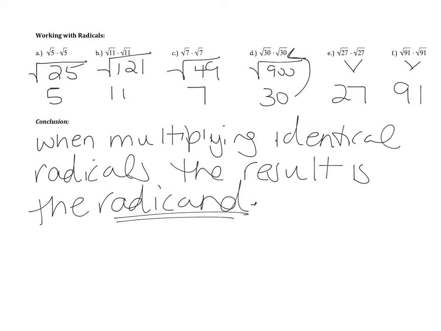So you also could say when squaring a square root, the result is the radicand, or the result is the number inside the radical. There's many ways to say it, but basically that's helpful because it saves us from having to know what 27 times 27 is when we're multiplying radicals. So that's going to help us when we are multiplying radicals. Let's take a look at the next set of problems.